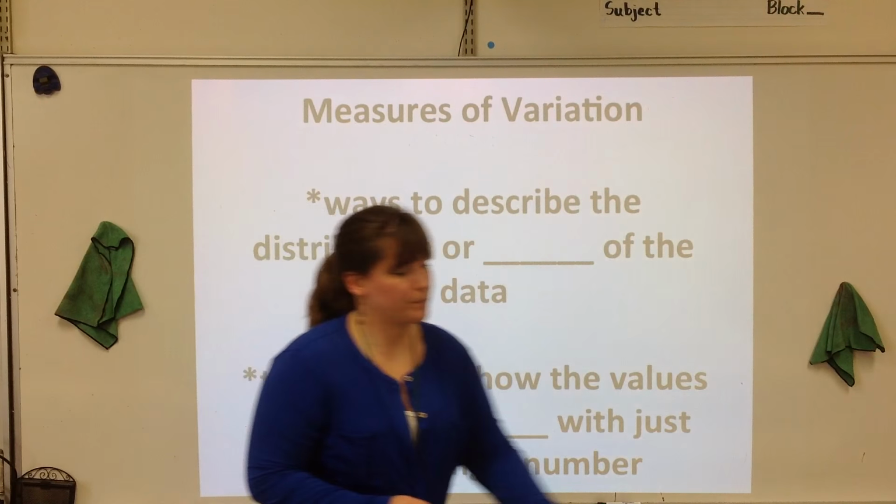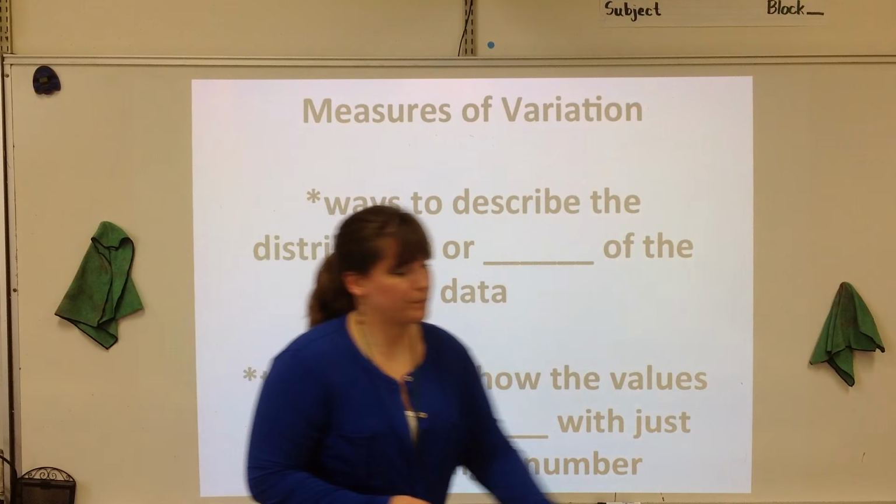So what are measures of variation? Measures of variation are ways to describe the distribution or spread of the data. What I mean by that is, similar to the distributive property, distributing data is how is it laid out? How is it spread out? And another way to talk about it is that it describes how the values of the data set are going to vary. So they describe how the values of a data set vary with just one single number.